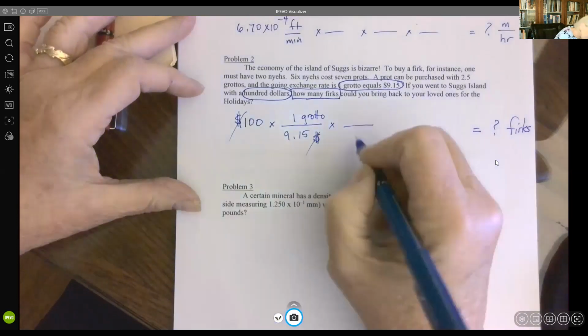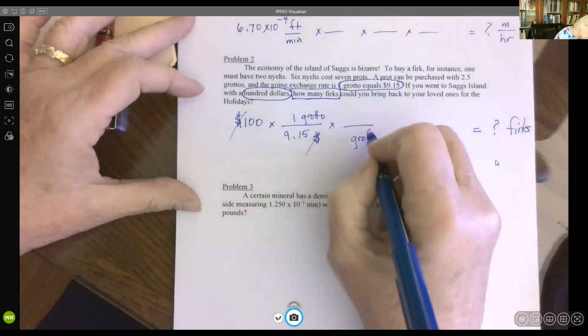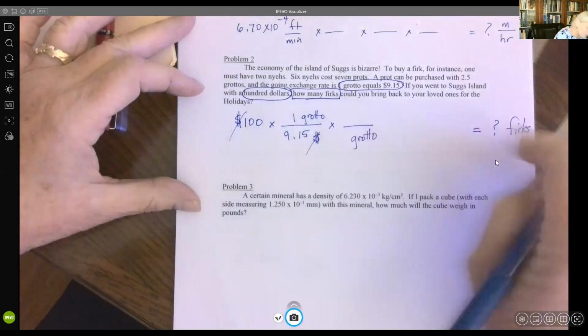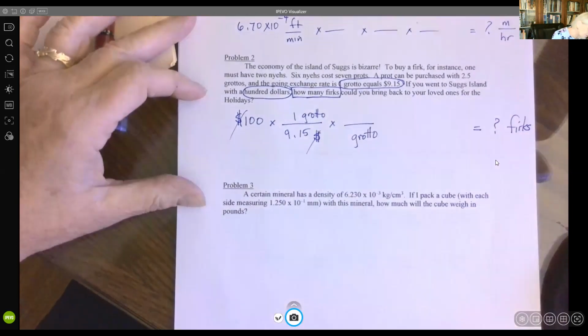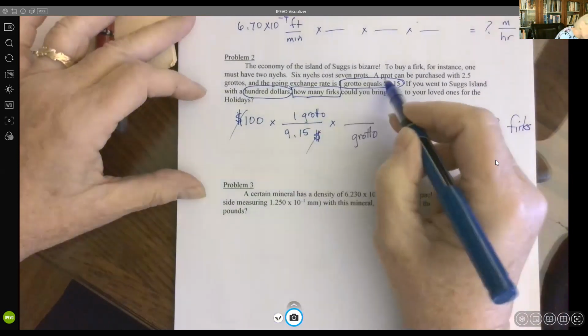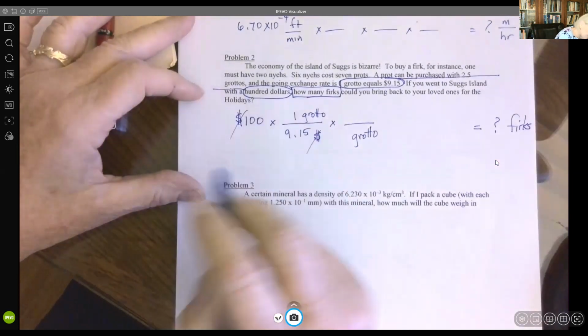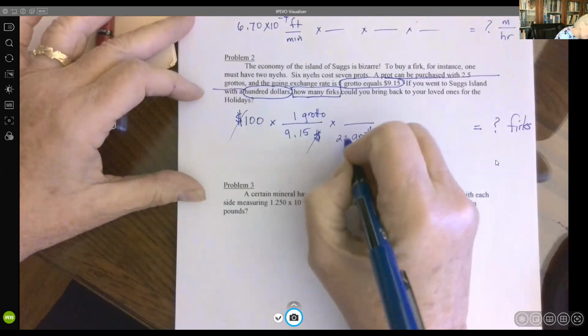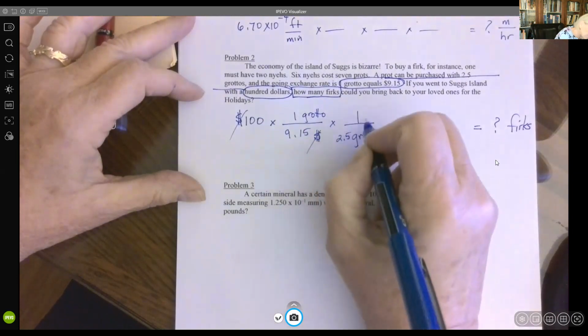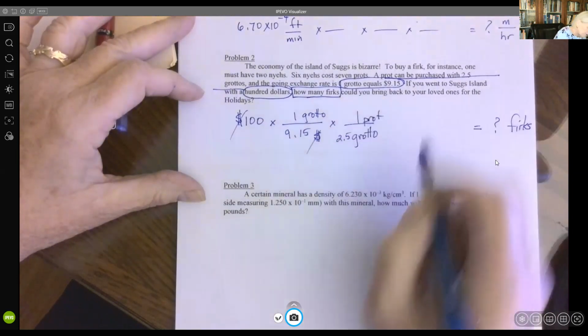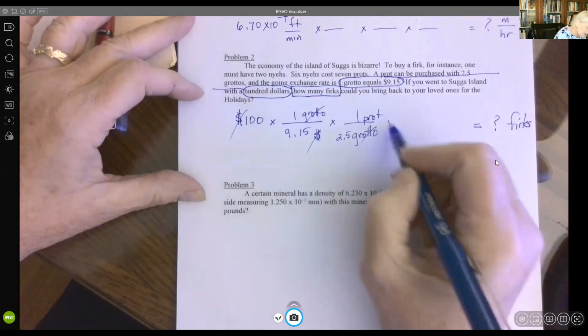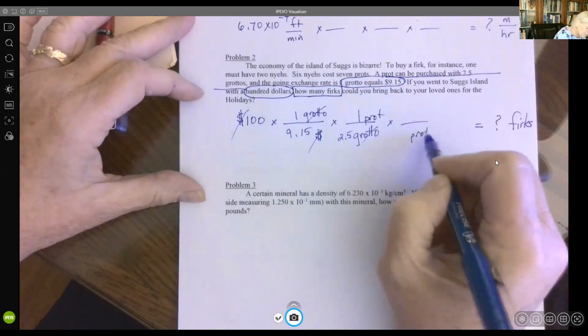Now I want to get rid of grotto and go to the next unit closer to Ferks. Can you see anything with grottos in it? Here it says a prot can be purchased with 2.5 grottos. 2.5 grottos is 1 prot. Do you see how that gets rid of grottos? And now, how do I get rid of prot?